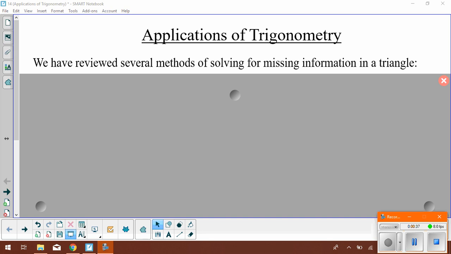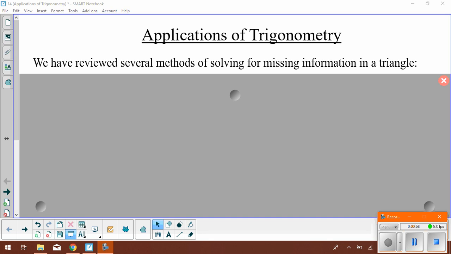And the application we're going to briefly talk about is bearings. So if, say, you were hoping to go to Jordan College for marine navigation, this is something you might end up talking about there. So navigation is an application of trig, and I'll show you a little bit about how to set up one of those problems.